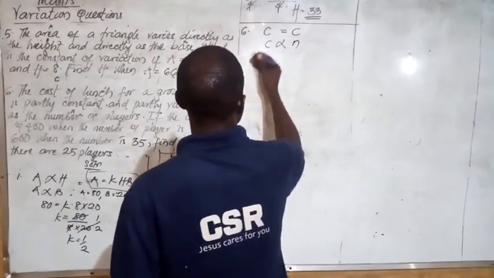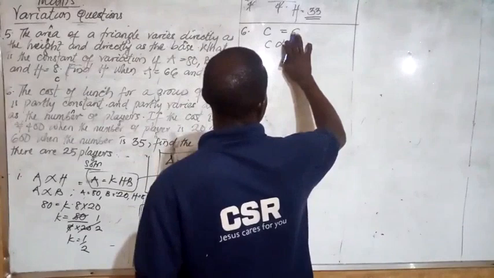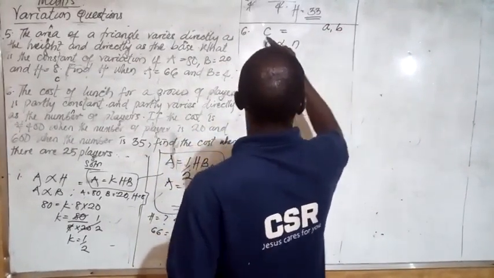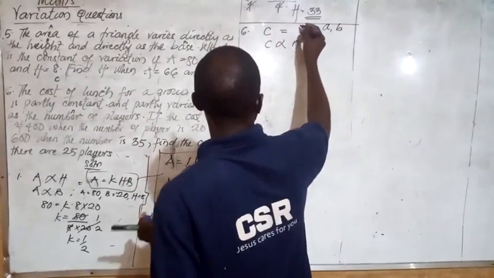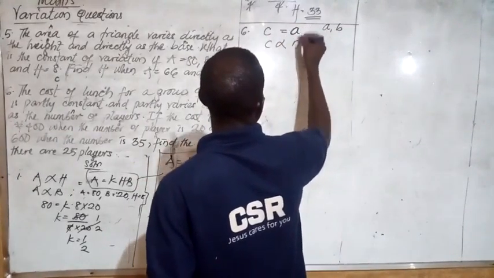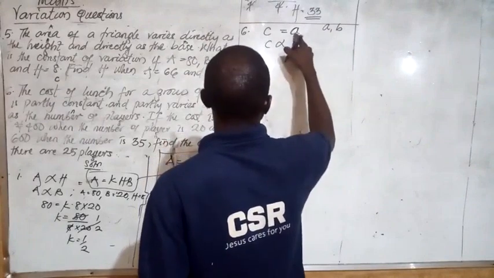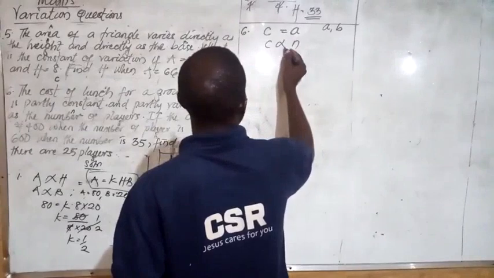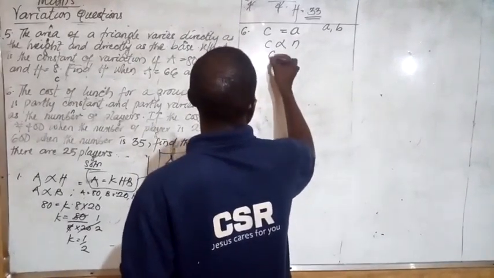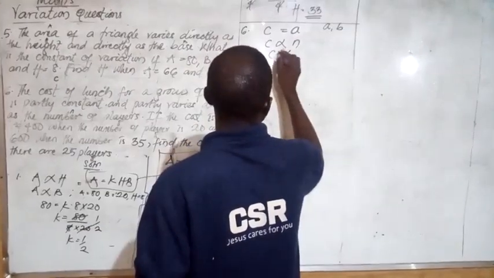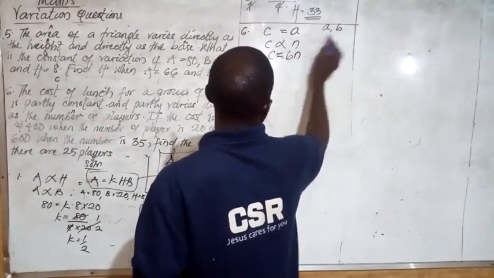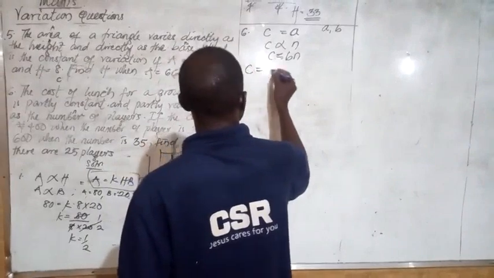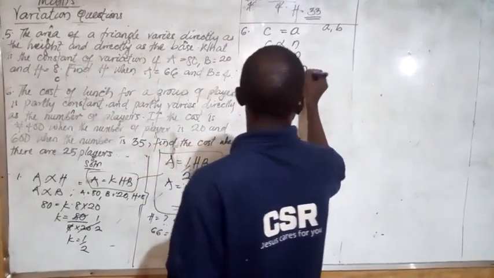So we have it that the cost is partly constant. I love to use the constants A and B. So C is of course constant, so it will be A here, because that is partly constant. By the time we introduce our second constant, C will be directly related to Bn. So we now have the overall equation: C equals A plus Bn.